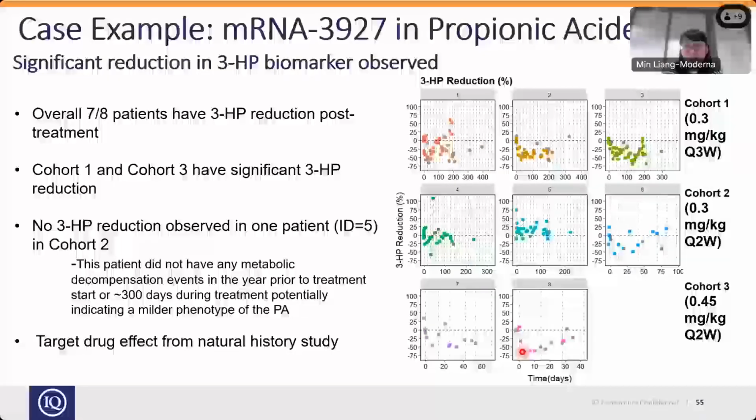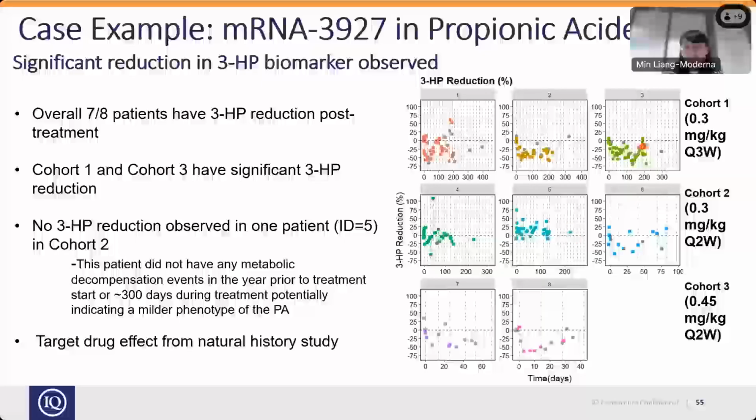This one's showing the 3-hydroxypropionic acid concentration change with treatment. On the right side, the x-axis is the time in days post-treatment, and the vertical line represents the dosing event. The y-axis is the percentage change of each subject post-treatment, because we're not taking overall 3HP of all the subjects. We're rather looking at each subject, how their 3HP changed post-treatment only compared to themselves.